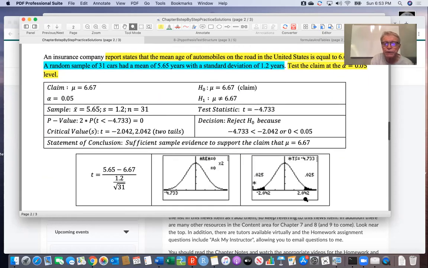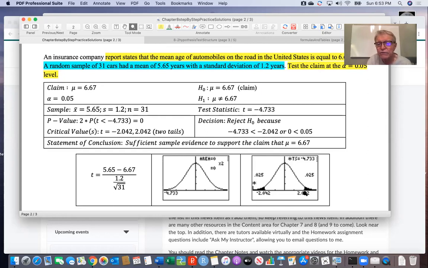Let's look at the next one. Our alternate hypothesis is not equal, and that means it's a two-tailed test. And by the way, this is a test of the mean. We're going to have to find two critical values, one on each side of the mean.